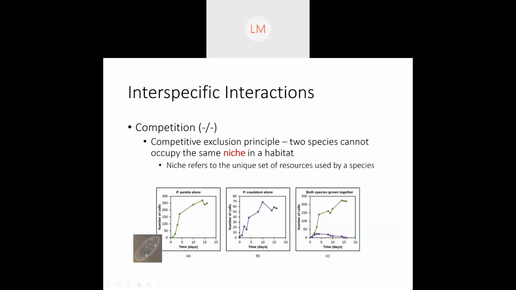Okay, one of our species is able to outcompete the other species. They eat the same thing, they use the same resources, but one of these species is going to be able to grow and the other is not. The competitive exclusion principle states that two species cannot occupy this same unique set of resources in a habitat. One is going to outcompete the other.